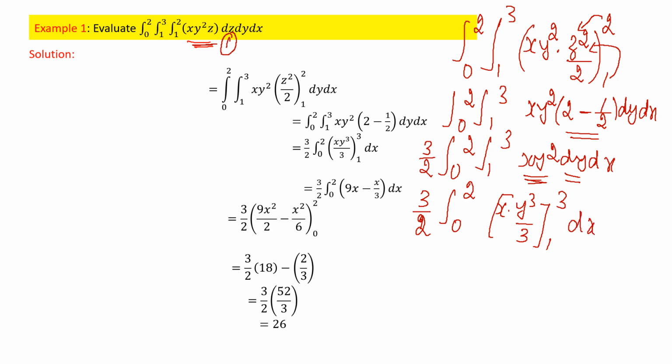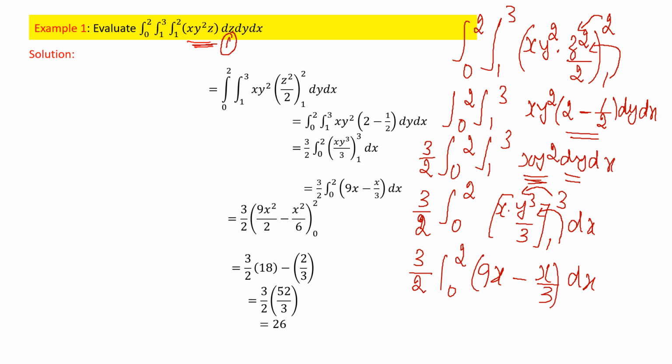Still we have dx. So this will become 3 by 2 integral 0 to 2. I need to replace the value of y with the upper limit and lower limit. My upper limit is 3. So 3 to the power 3 will be 27. 27 by 3 will give you 9. So we have 9x. Before substituting the lower limit 1, we put a minus sign. Then I replace y by 1. So we have 1 power 3, which is 1. 1 multiplied by x will be x. So we have x over 3. So this is the remaining function.